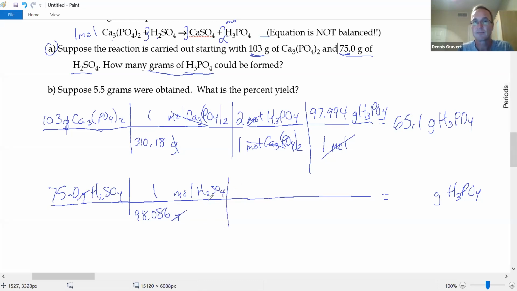Grams cancels out, but now we have the wrong molecule. So cancel out moles of H2SO4 and change them into moles of H3PO4. That's what we want to do. Cancel out this molecule, make it this molecule. And the balanced equation has the conversion factor. I have H2SO4 on the bottom, and there's a 3 in front of that one. It takes 3 moles of H2SO4 to make, well, there's a 2 in front of phosphoric acid, 2 moles of phosphoric acid.